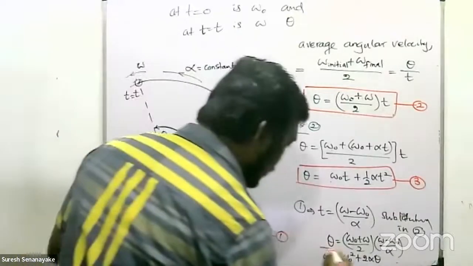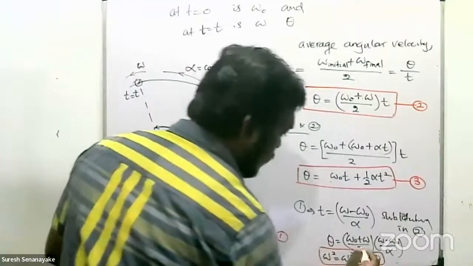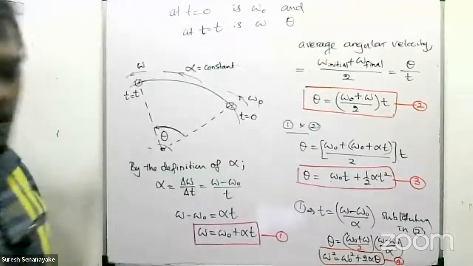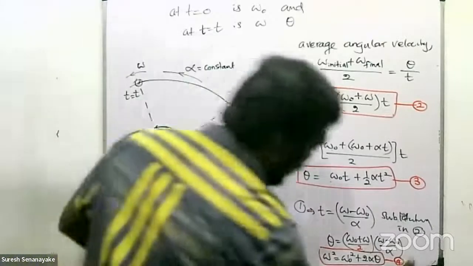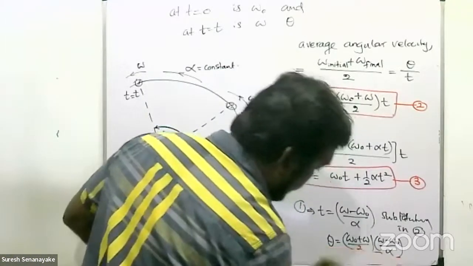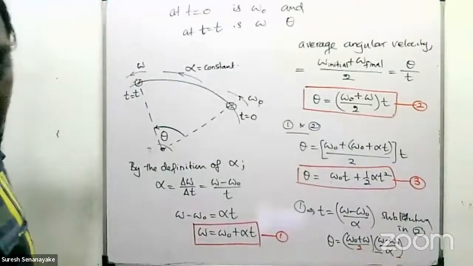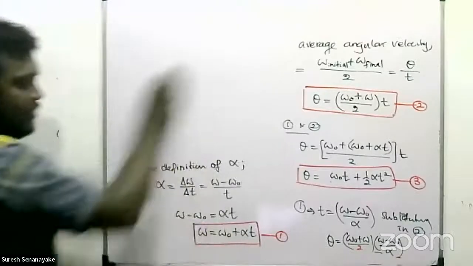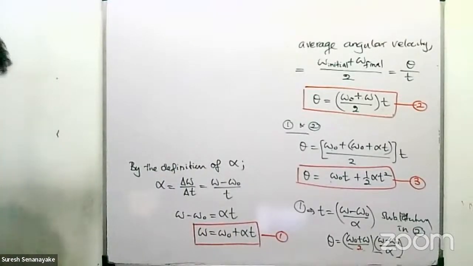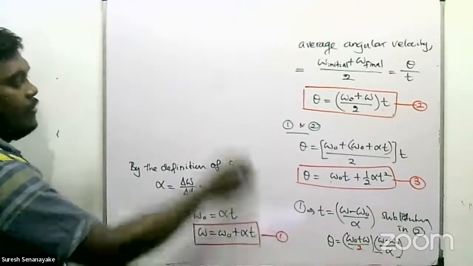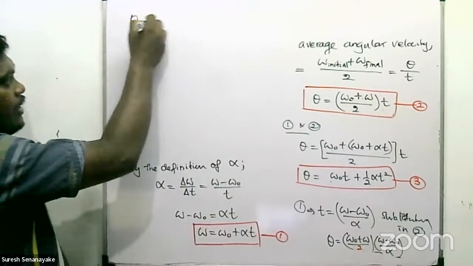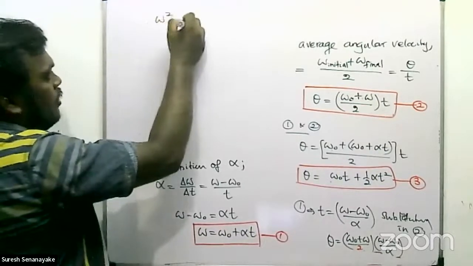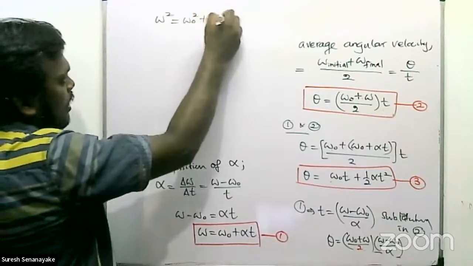So this is the... I shall erase this side. Okay. The final one I'm writing here, that's finally we can get omega squared equals omega naught squared plus 2 alpha theta.